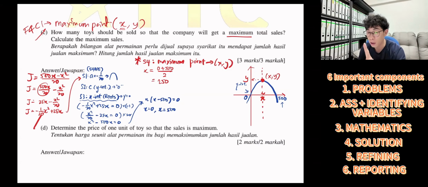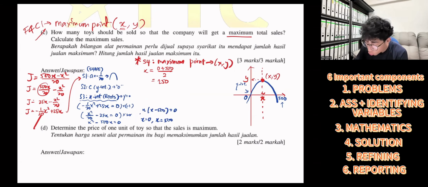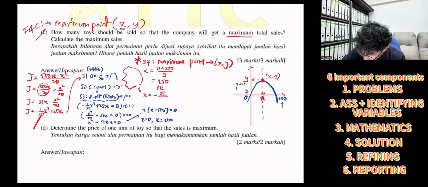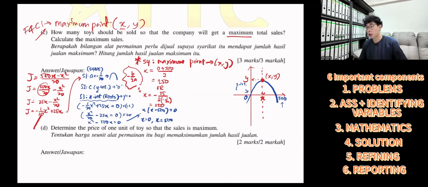But I'm pretty sure students that know the situation will do this. I'll put here "or". Students that know the situation will definitely do this. They will say, teacher, x equals negative b, so the b will be 25. Student will do this one, right? Just now, Lokesh did this. Then 2 times a, which is -1/20. If you do this, you still get the same 250.